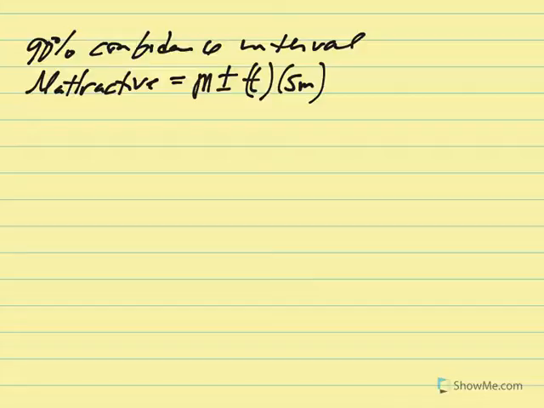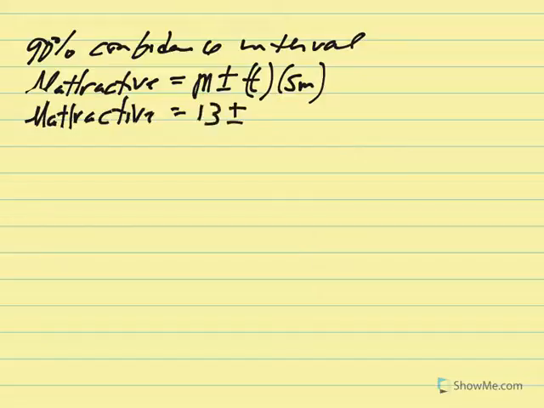So I'm going to replace the variables that we already know, and they include the mean, which was equal to 13, plus or minus the t-value, which is what we're going to find in our t-table, and we know that the estimated standard error is equal to 1. That has not changed.